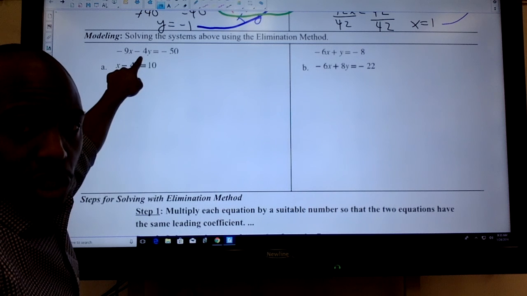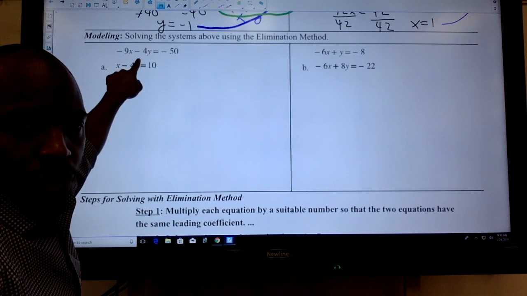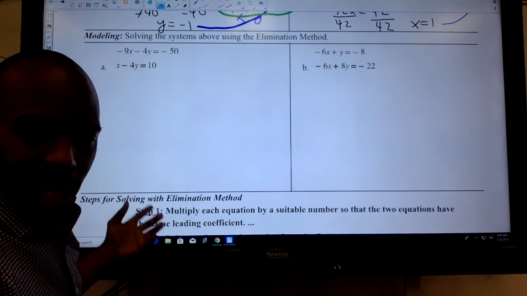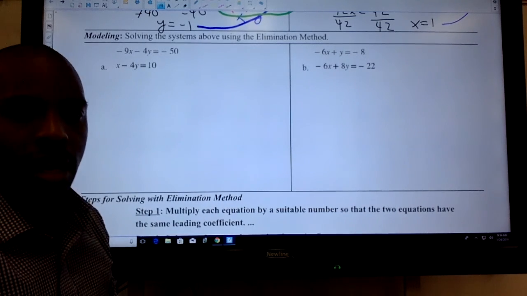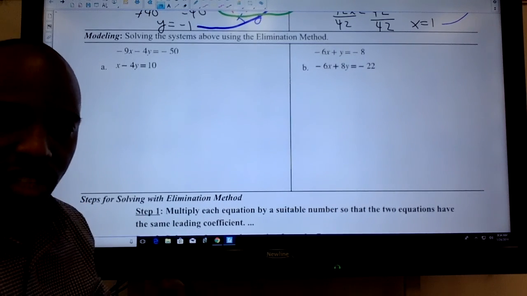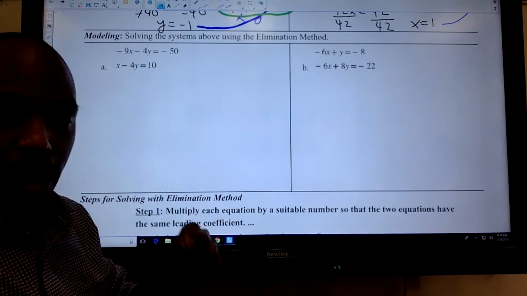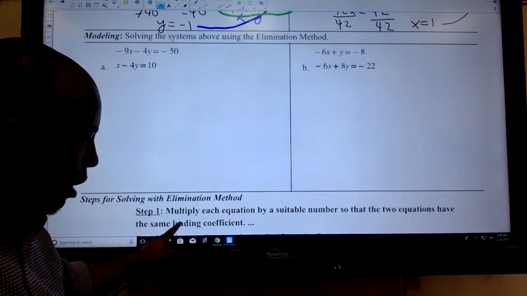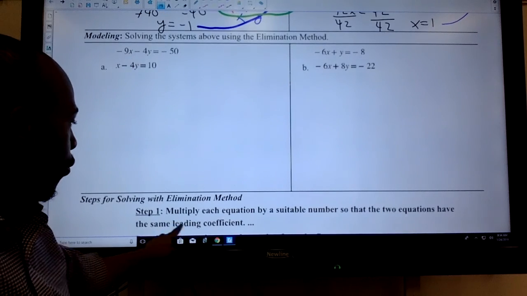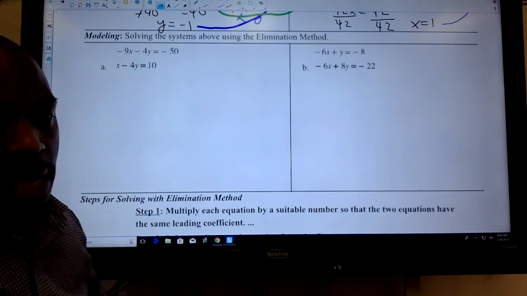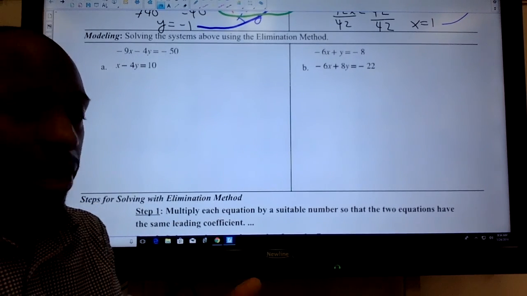Whereas the first equation also has a negative 4 as a leading coefficient. So they both have the same leading coefficient, which means that we are able to go to the second step. The first step is to make sure they both have the same leading coefficient. It doesn't have to be of y. It could have been of x.